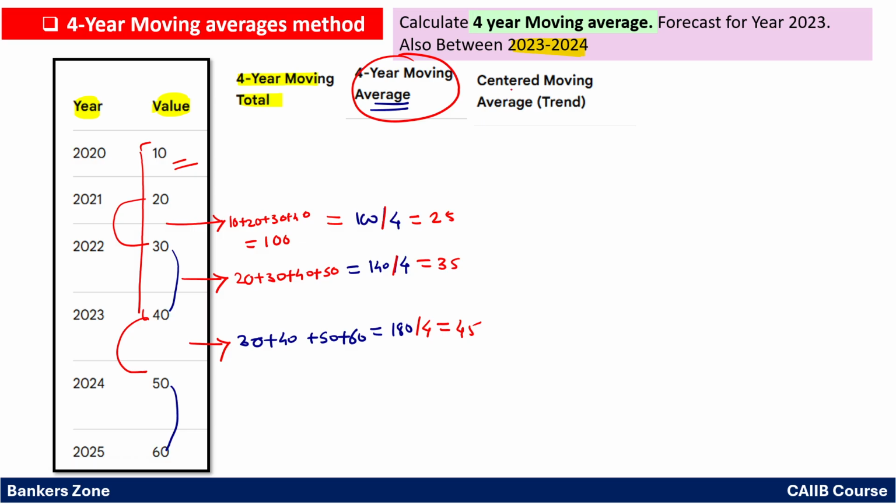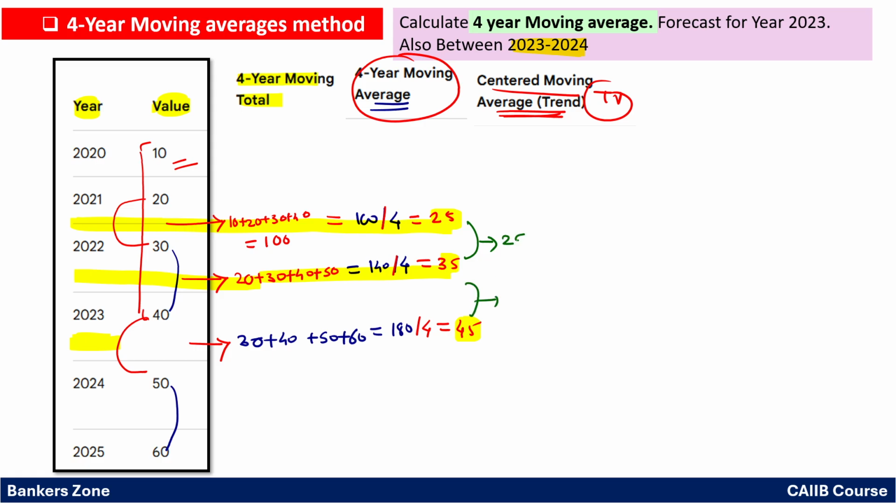After that, you can find the centered value. This is also called the trend value. Why? See, this 25 refers to the position which lies between 2021 and 2022. 35 refers to the position between 2022 and 2023, and 45 refers to the position which lies between 2023 and 2024. You have to find the exact value, right, to plot the graph. So one thing you can do here is simply add these two values and find the centered value of them, right?